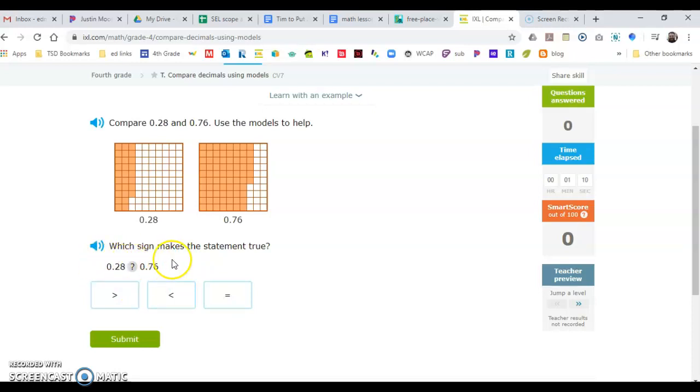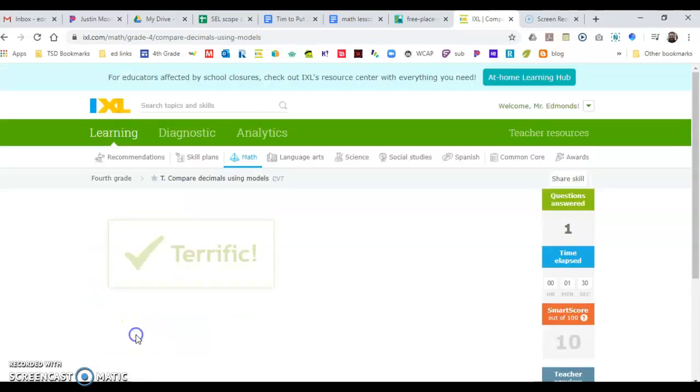Looking at these 2 decimals, we have 28 hundredths, which is 28 out of 100 boxes shaded. Here is 76 hundredths, or 76 out of 100 boxes shaded. As you can see, the orange amount here is much more than the orange amount here. Therefore, 28 hundredths is less than 76 hundredths. Okay.